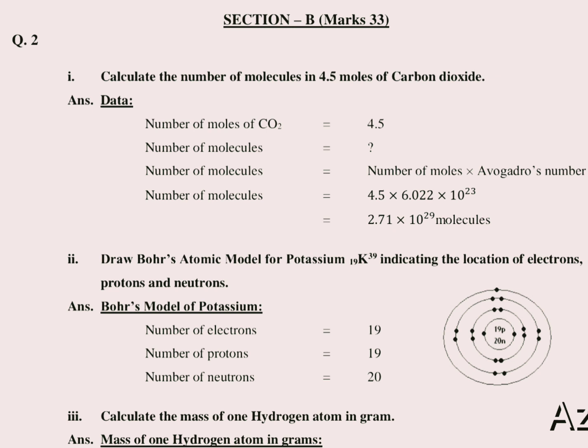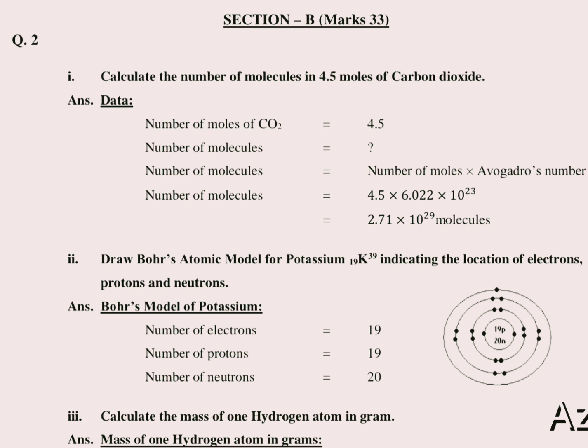And if somebody doesn't know how to calculate the number of neutrons, it is just the subtraction of your atomic number from your mass number, so 39 minus 19. The next question is again a numerical question.